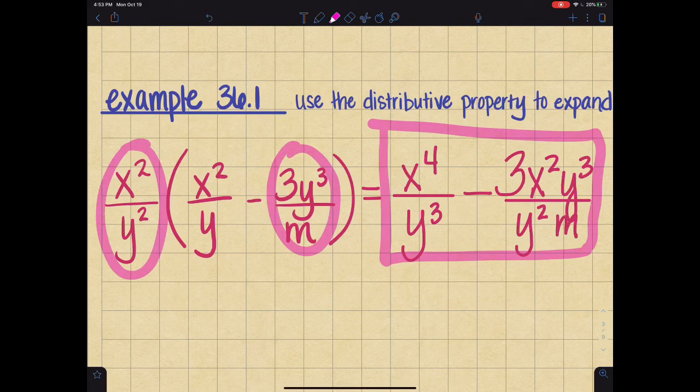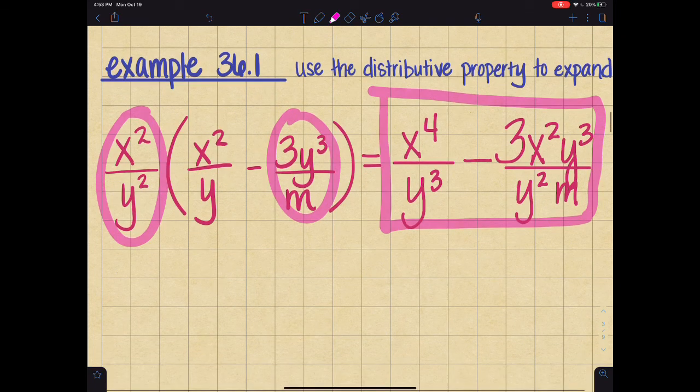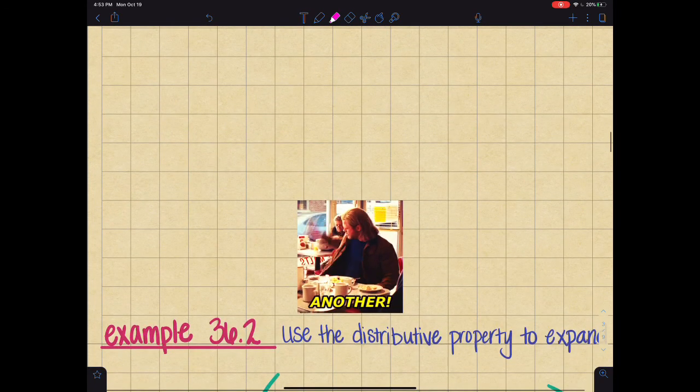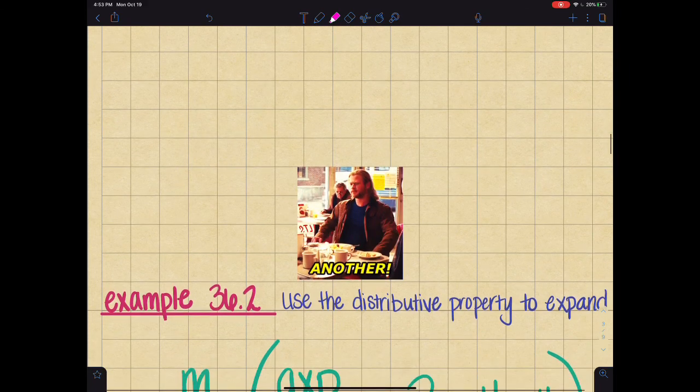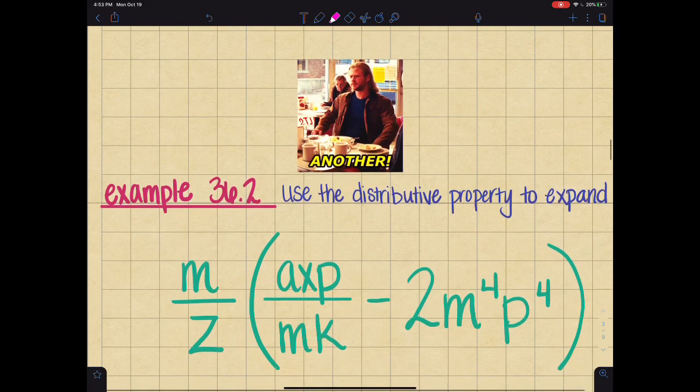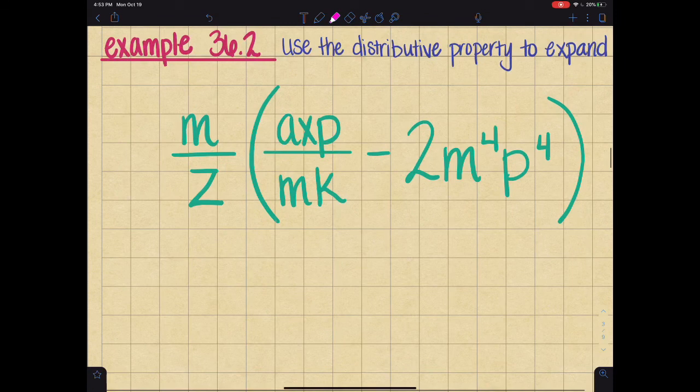So we're just using the distributive property just like we had before, except we're doing it with fractions or rational expressions. So you're probably like, okay, I got this. Give me another one. Yes, here we go with another one. We're going to do example 36.2. Keep paying attention even if you think you know it, because as you know, these examples get a little bit more complex and they're going to throw in some tricky things here. Okay, so here it says use the distributive property to expand this expression.